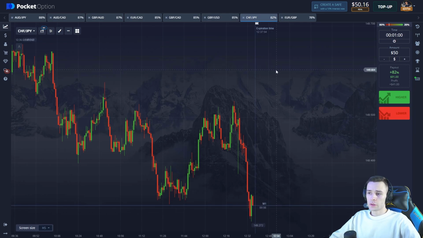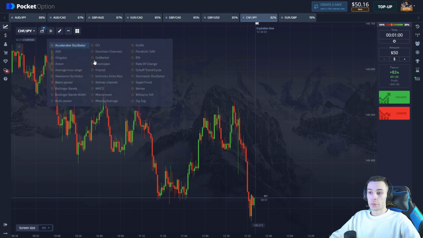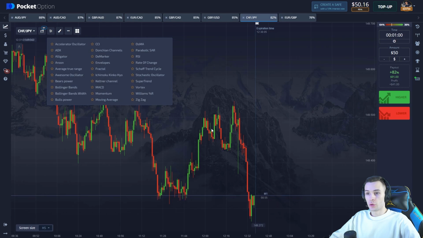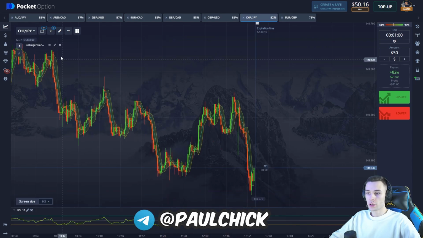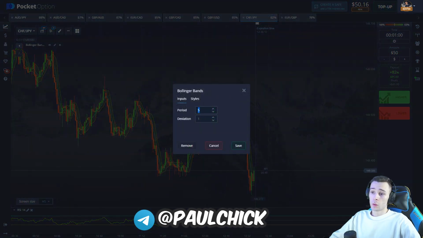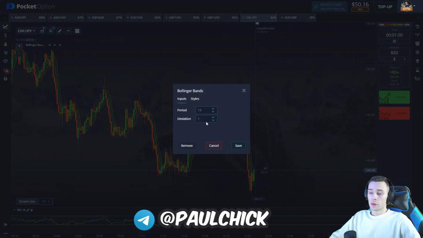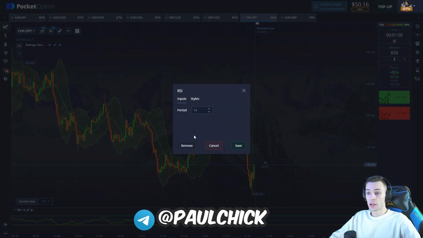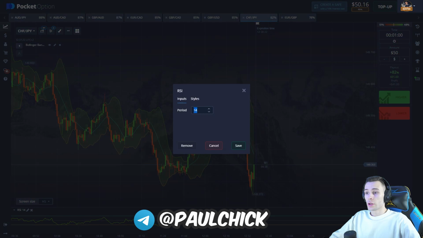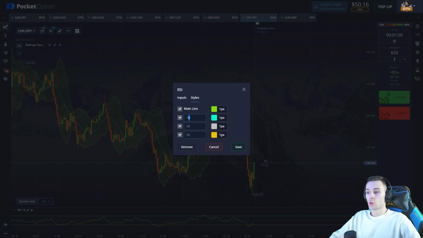Today I've got only $50 on my balance. We're going to trade on the 1 minute time frame as usual and open positions for the maximum deposit amount. All the currency pairs have already been picked, and let's also choose some indicators. The first one is the Bollinger Bands and of course the RSI. Set the period to 13 on the Bollinger Bands and the deviation to 2. Let's move to the RSI, set the period to 13 as well, the overbought zone to 80 and the oversold zone to 20.